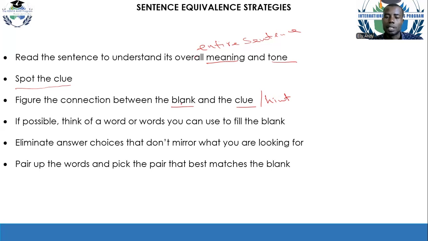Then another method is to try and pair up the words, because as we said earlier, the sentence equivalence questions come with 6 choices, but you need to pick 2 answers. So the right answers, that is the pair of them, should give the sentence the same logical meaning.